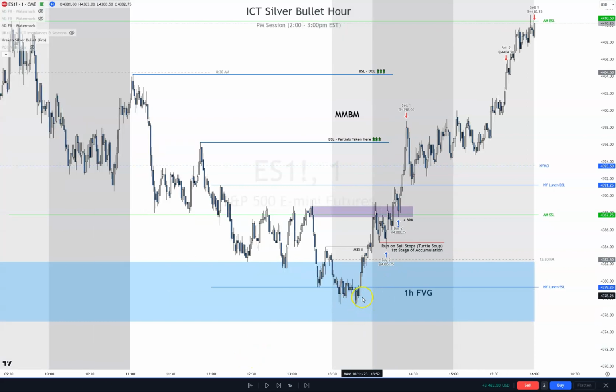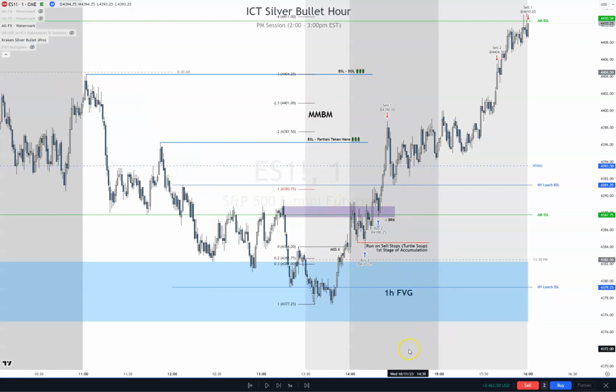The other thing that I like about this is if you pull your manipulation leg standard deviations, you pull your fib from the low to the high of the manipulation leg. This is the manipulation leg right here, low to high, and you get 4 standard deviations right about where your terminus is. That's nice right there. So that was your silver bullet trade for Wednesday, October 11th, the PM session.